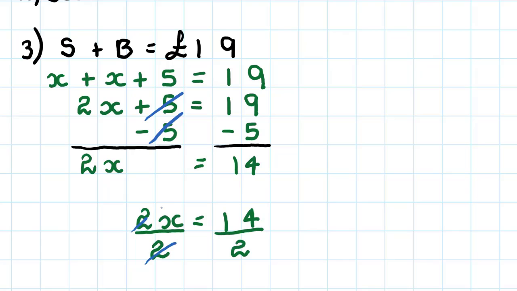2 goes into 2 once, leaving us just x. 2 goes into 14, 7. Remember, 7 over 1 leaves the number on its own, which is 7. So we can say x is equal to 7. Let's just highlight our answer. X is equal to 7.